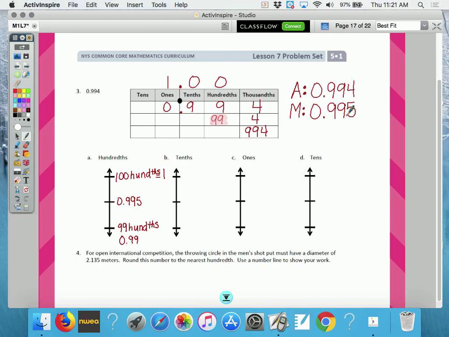Diego is gone? Okay. Zadie, which one's larger, the actual or the midpoint? So if the midpoint's larger, where do I write the actual? You got it. Very good. So I'm going to circle 99 hundredths. So this is what I would write. 994 thousandths rounds to 99 hundredths. Make sense? Okay.